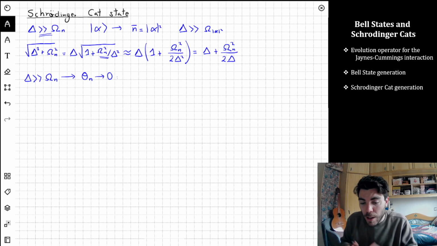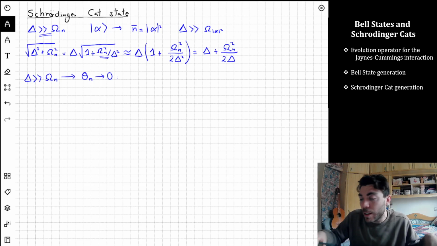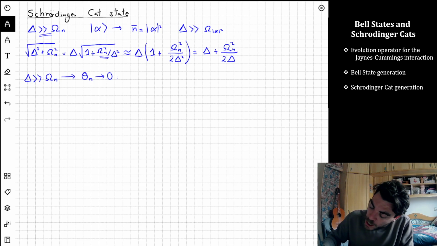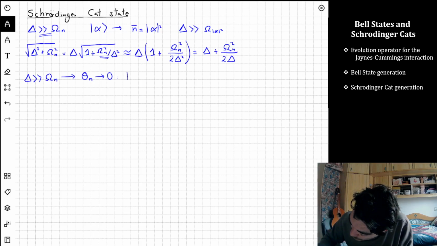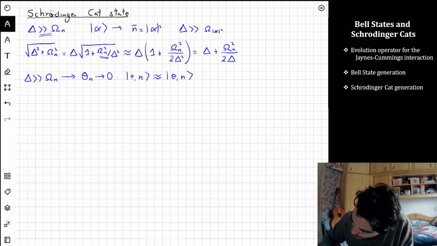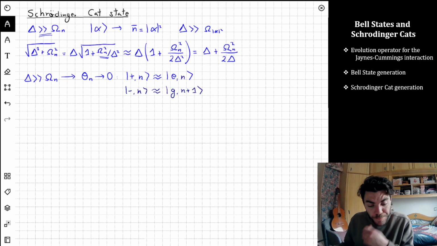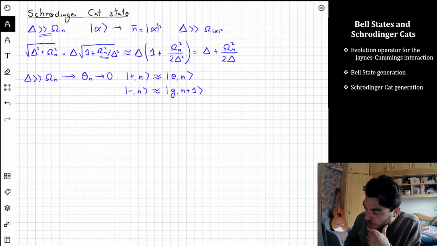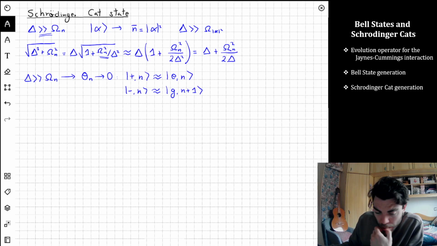So the eigenstates of the Hamiltonian are: the atom is there and the cavity is doing its thing. So this angle goes to 0, which means that this plus n state is going to be basically the excited n, not 0, sorry, the excited n, and the minus n state is going to be basically the ground state n plus 1. Well, if I write it like this, yes, it's exactly like this. Okay.